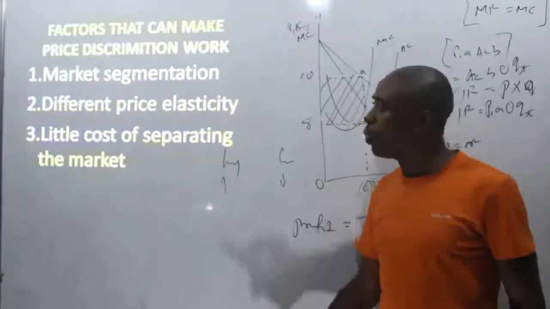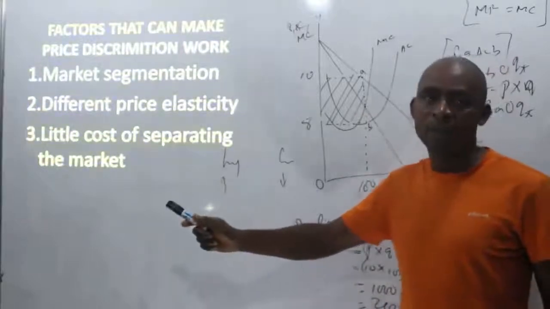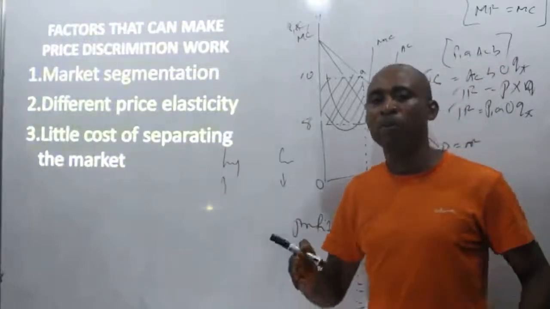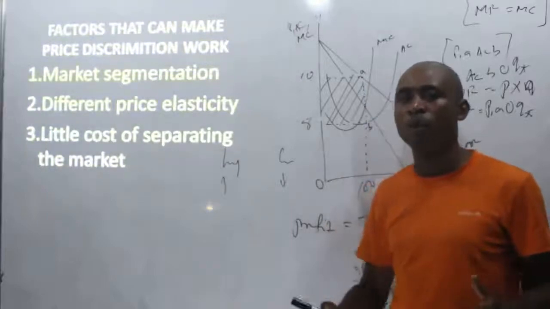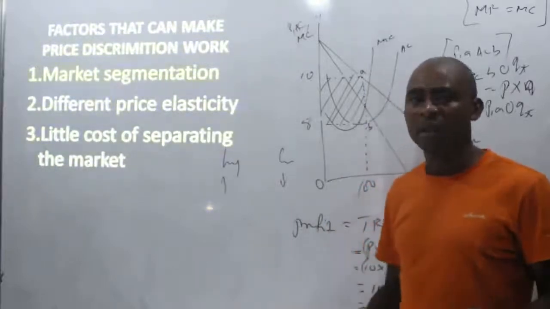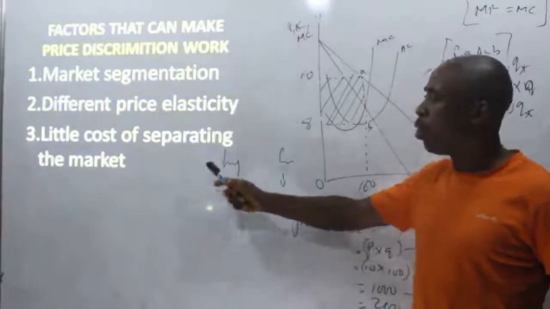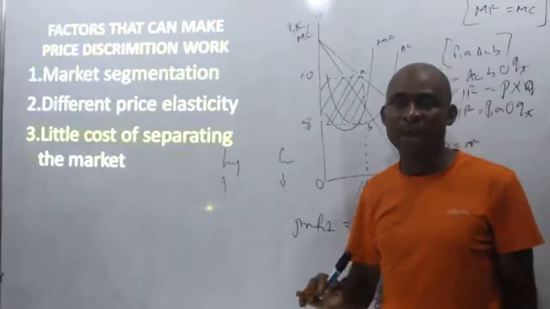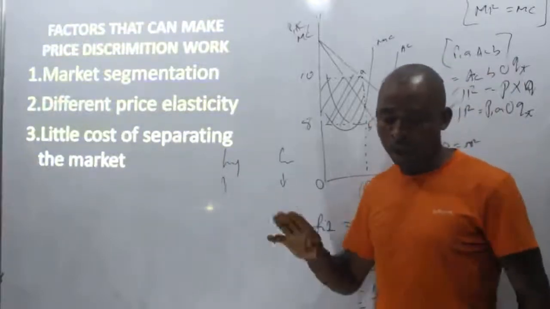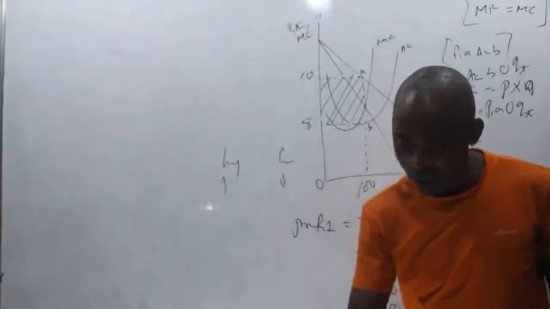And then there should be little cost of separating the market. In an attempt to separate the two markets, if the monopolist spends too much, the aim is defeated because the goal of the monopolist is to maximize profit. So there should be little cost of separating the market.